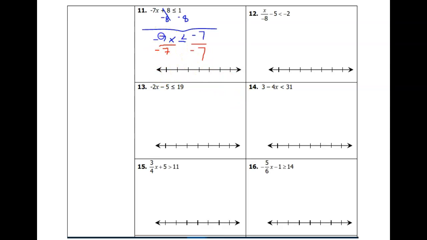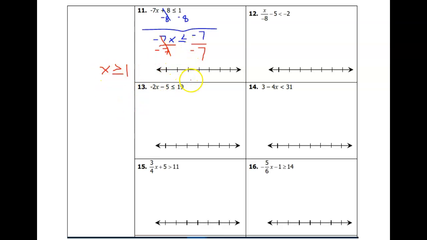So what I'm going to do, the 7's cancel. I have an x, and I flip the inequality. Now x is greater than or equal to 1. Flipping the inequality. Are we all on the same page? Every time you divide or multiply.